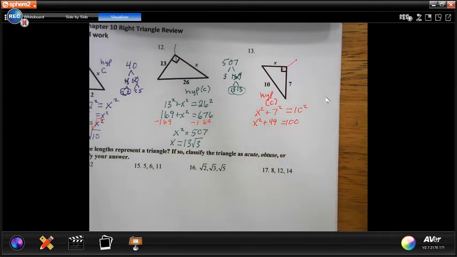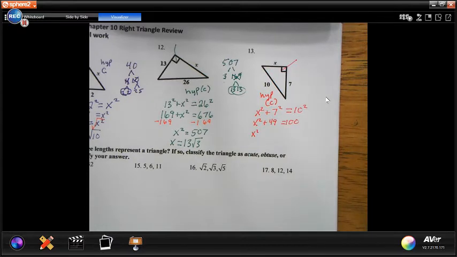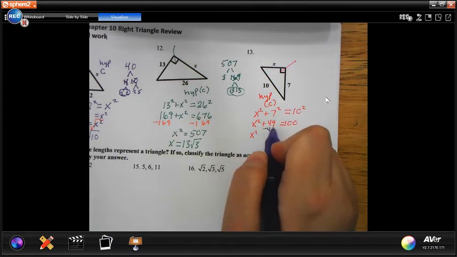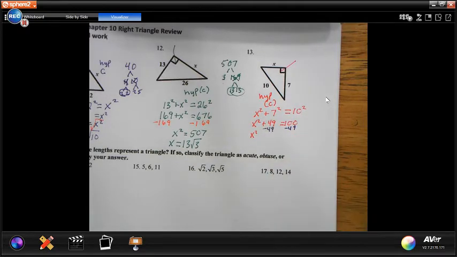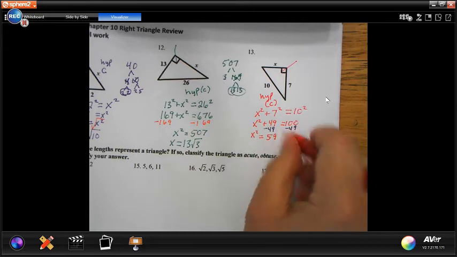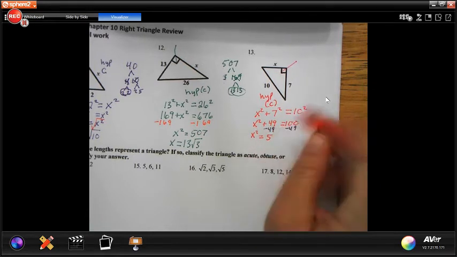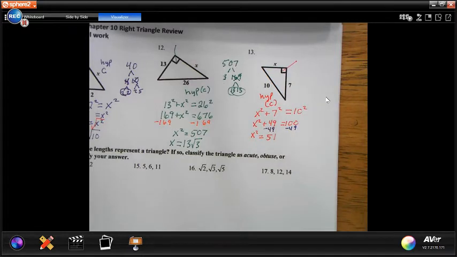Squaring everything. So what I'm going to do here is I'm going to subtract 49 to get it moving to the other side. So x squared equals 51. I don't know why I wrote 59, so I was thinking about 49. So 51. And then I square root.